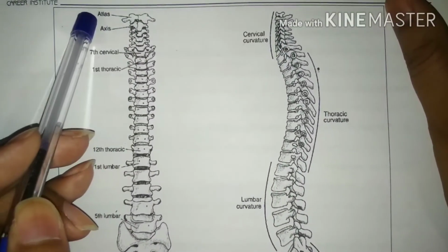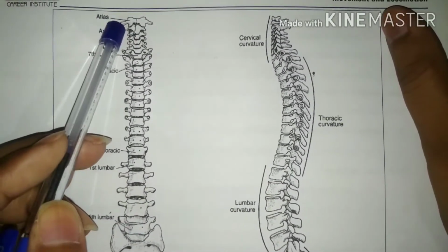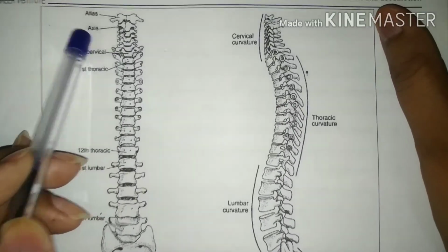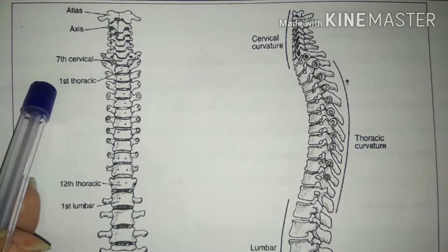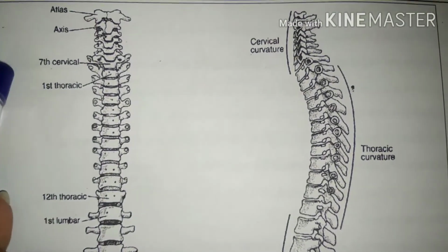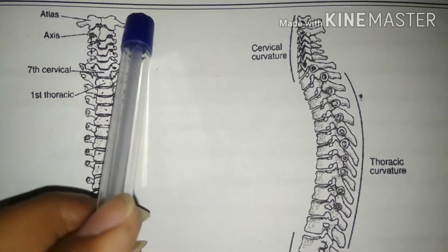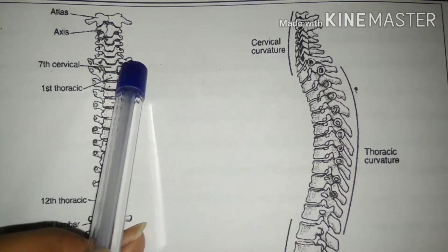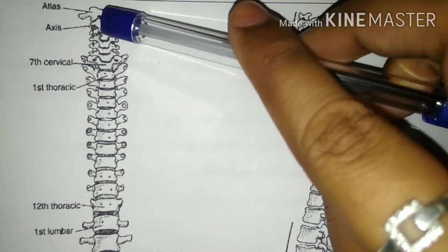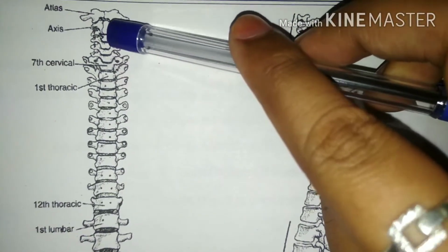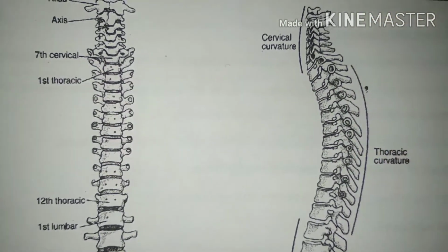First vertebra of the cervical region is atlas. Second, axis. Atlas binds with occipital condyles. So, in the cervical region, total 7 vertebrae are found. First atlas, second axis, and the remaining 5 vertebrae are called typical cervical vertebrae.